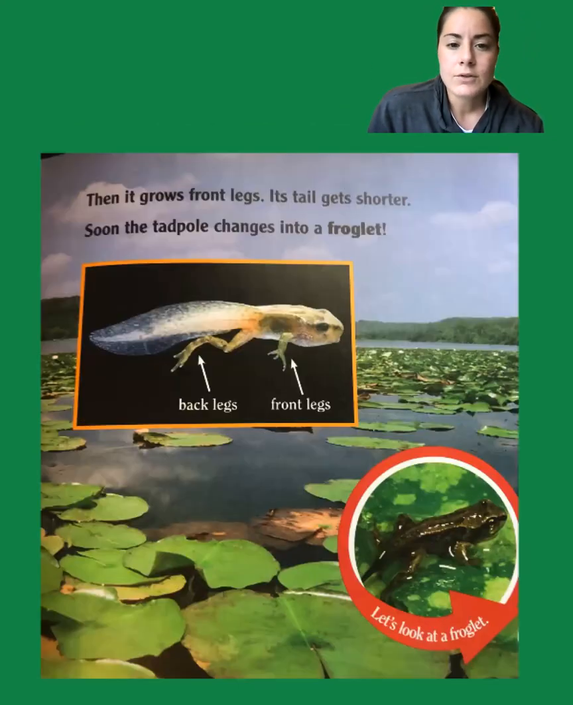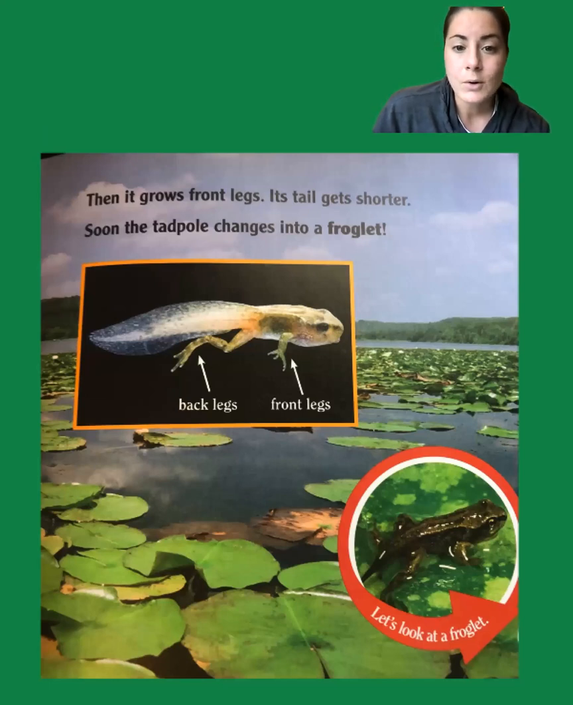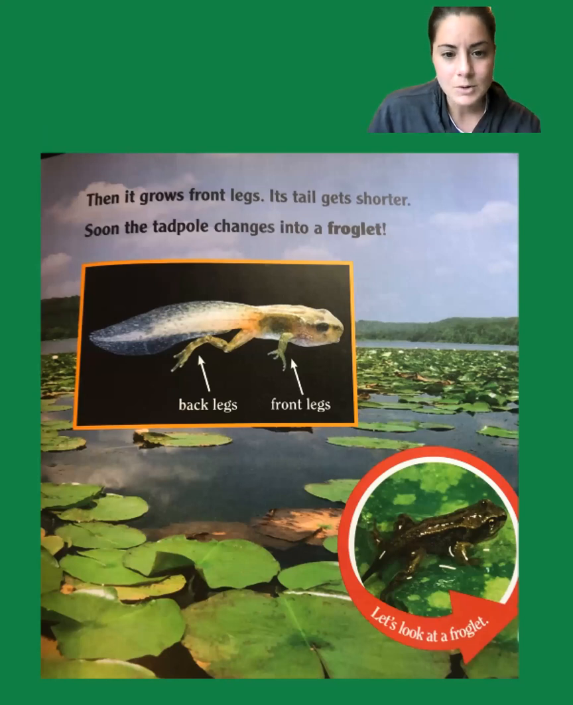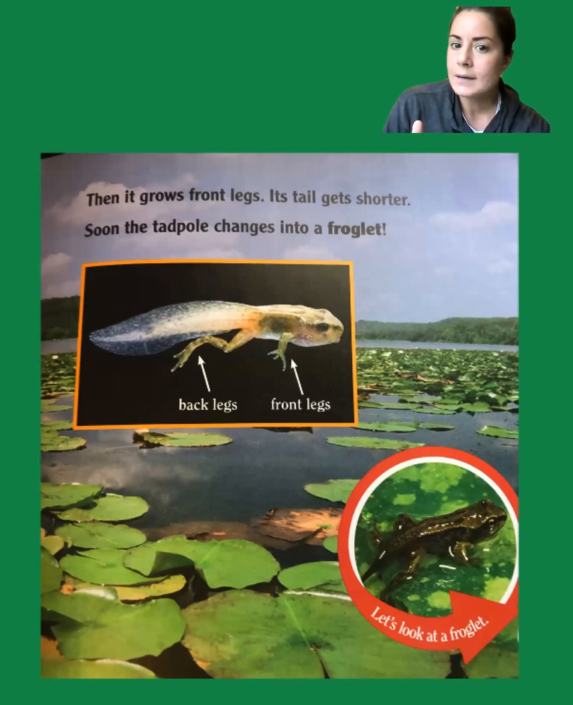All right, so then it grows front legs. Its tail gets shorter. Soon the tadpole changes into a froglet. Ha, a froglet. Okay, here's more labels. It says back legs and front legs. Okay, at first the tadpole only had, I think, back legs. And now let's see. Oh, this is a picture of a froglet. That caption let us know that that's a close-up picture of a froglet.